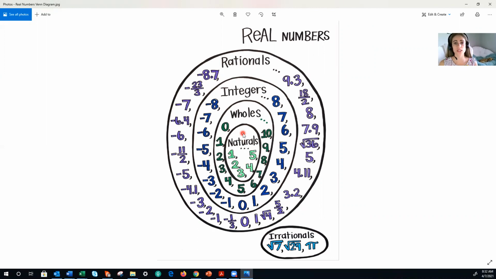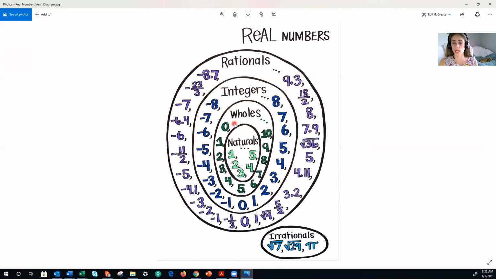You will sometimes hear these called counting numbers because it's what you learned when you were a little kid, when you learned to count: 1, 2, 3, 4, etc. Then we get a little bit larger and we get to whole numbers. Whole numbers are all those natural numbers plus 0. So whole numbers are 0 and then 1, 2, 3, 4, 5, etc.